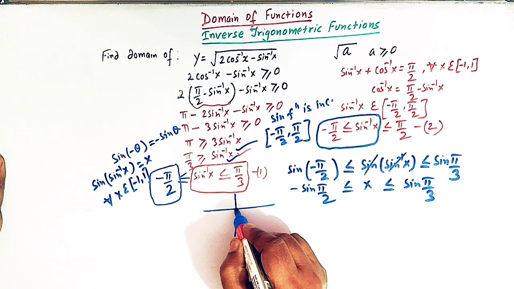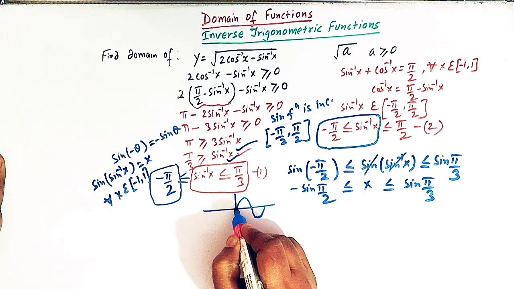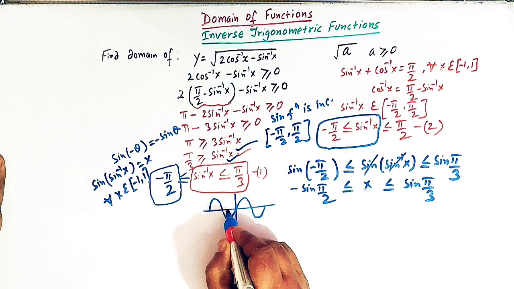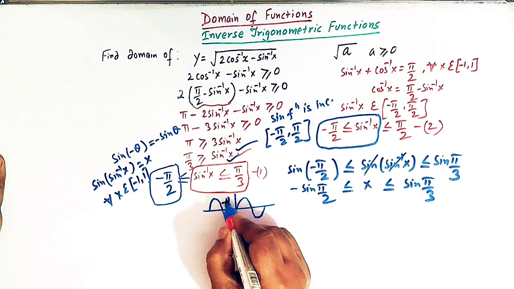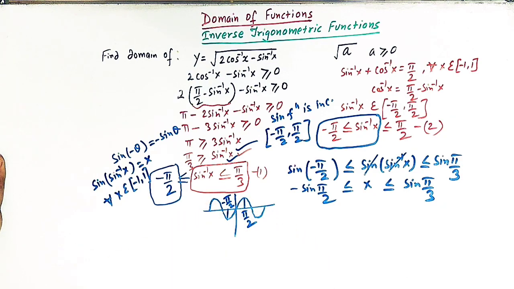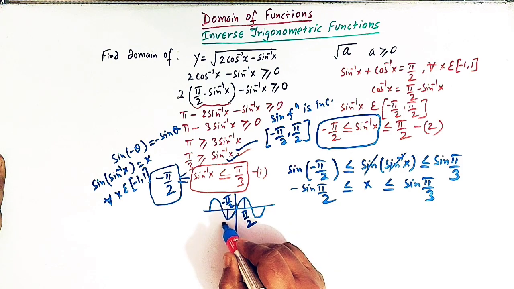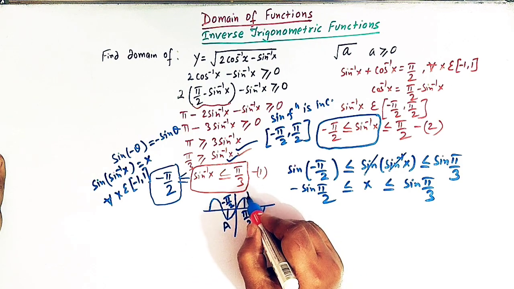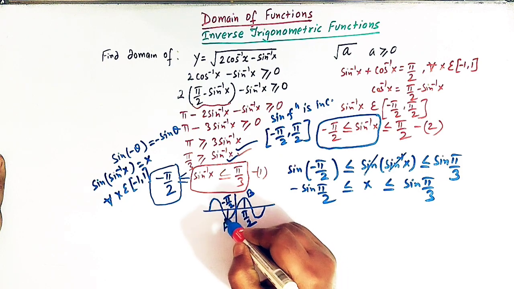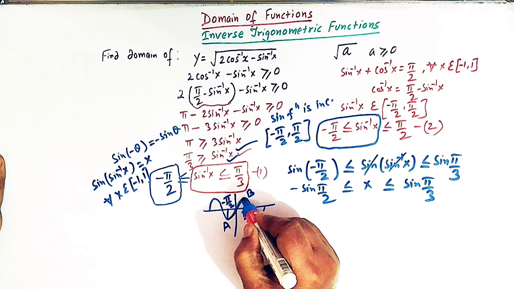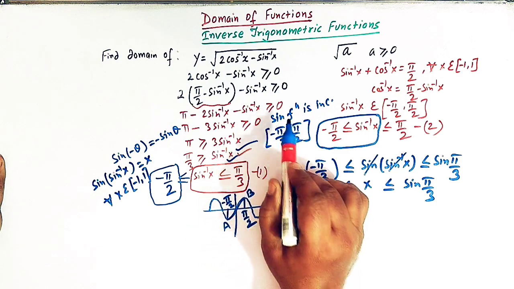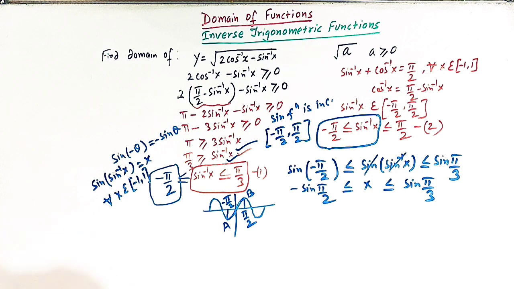See here we have the graph of the sine function, and here we have minus pi by 2, and here we have pi by 2, right? So from this point, that is from point A to point B, when we go from minus pi by 2 to pi by 2, then we get this curve, right? And from A to B, the sine function is an increasing function.